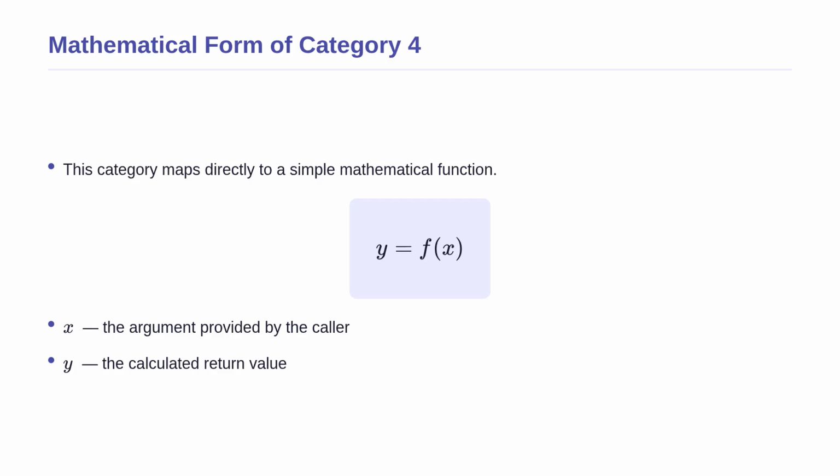To understand this two-way flow, let us look at its simplest mathematical form. If we want to calculate a result, we write y equals f of x. Here, the value x is the argument provided by the caller. It is the raw data going in. The value y is the return value coming out. If x increases, the function processes that change and the returned value y will reflect it. This is the purest representation of a category 4 function, where every input directly maps to a computed output.